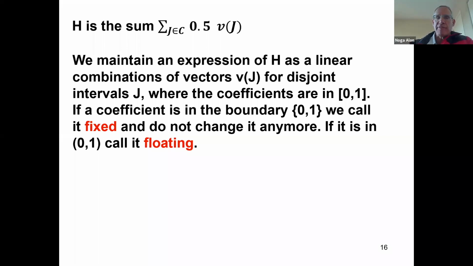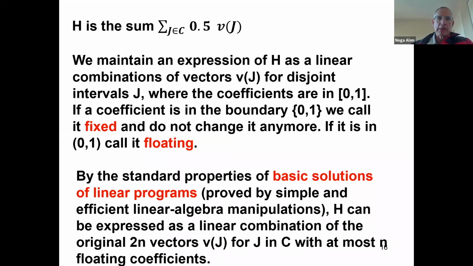And we'll keep changing the floating coefficients and fix them one by one, but also from time to time, we will keep splitting intervals into subintervals. So let's see how we do that. So I wrote here, by standard properties of basic solutions of linear programs, so this is some simple linear algebra, h, that is a linear combination of the vectors vj that we started with, right? It's half times all these vectors. We can express it as a linear combination of these original 2n vectors, where at most n of them are floating. And this is just linear algebra.